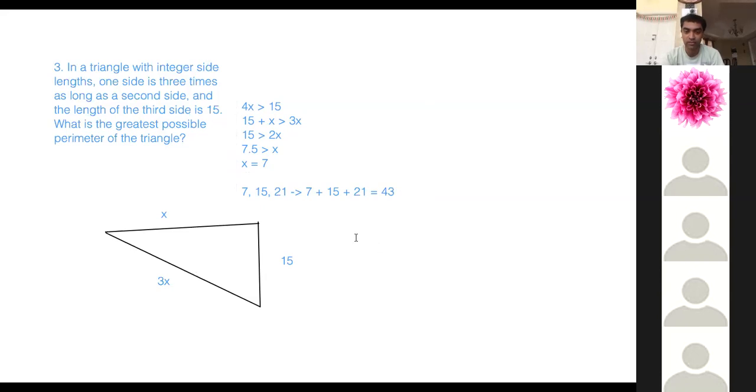Anyone? Okay, it's called the triangle inequality. And it basically says that if you take a triangle, the sum of any two sides must be greater than the third side. Why is this true? Any ideas?